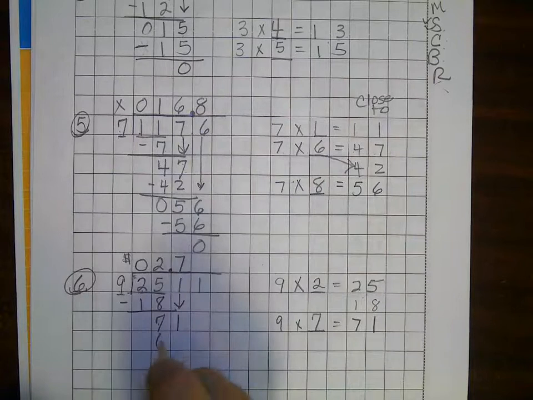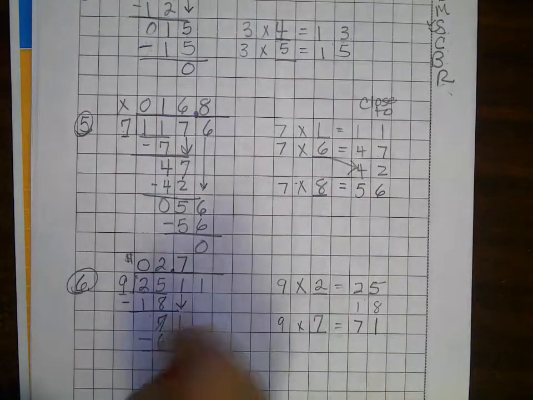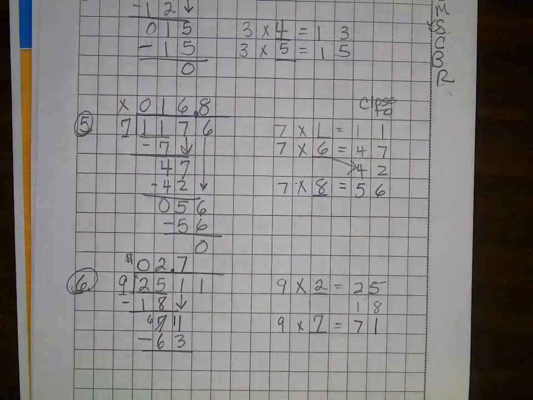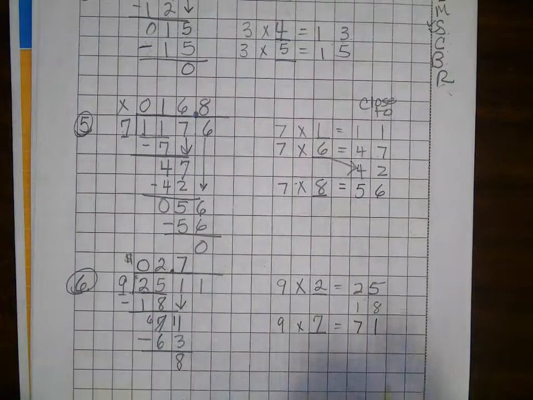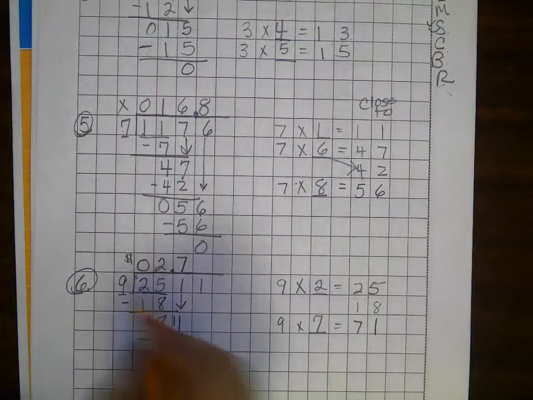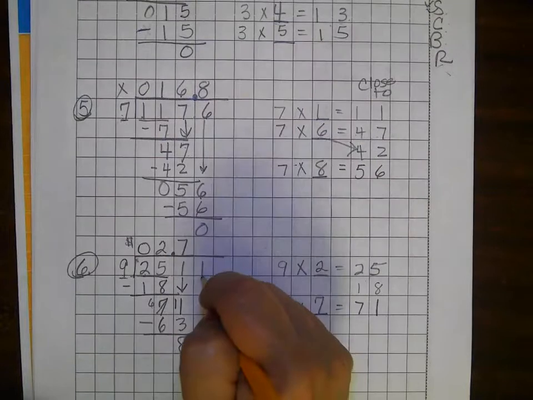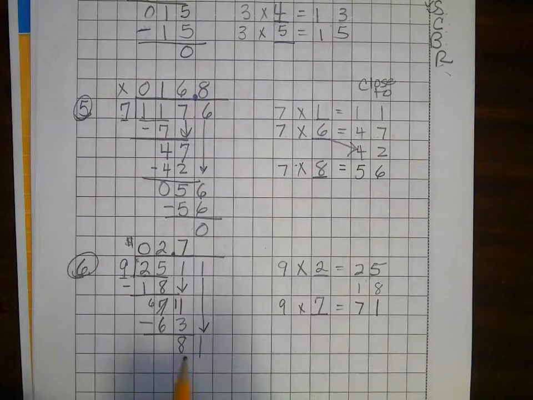9 times 7 is 63. Subtract that out. I'll just regroup here just to show you how easy that was, just counting. So now I have 11 minus 3, and that makes it 8. So that's 9, 10, 11. My 8 is less than my 9, so I'm ready to go to the next one, and that's bringing down. And I have 81, and I'm ready to repeat.